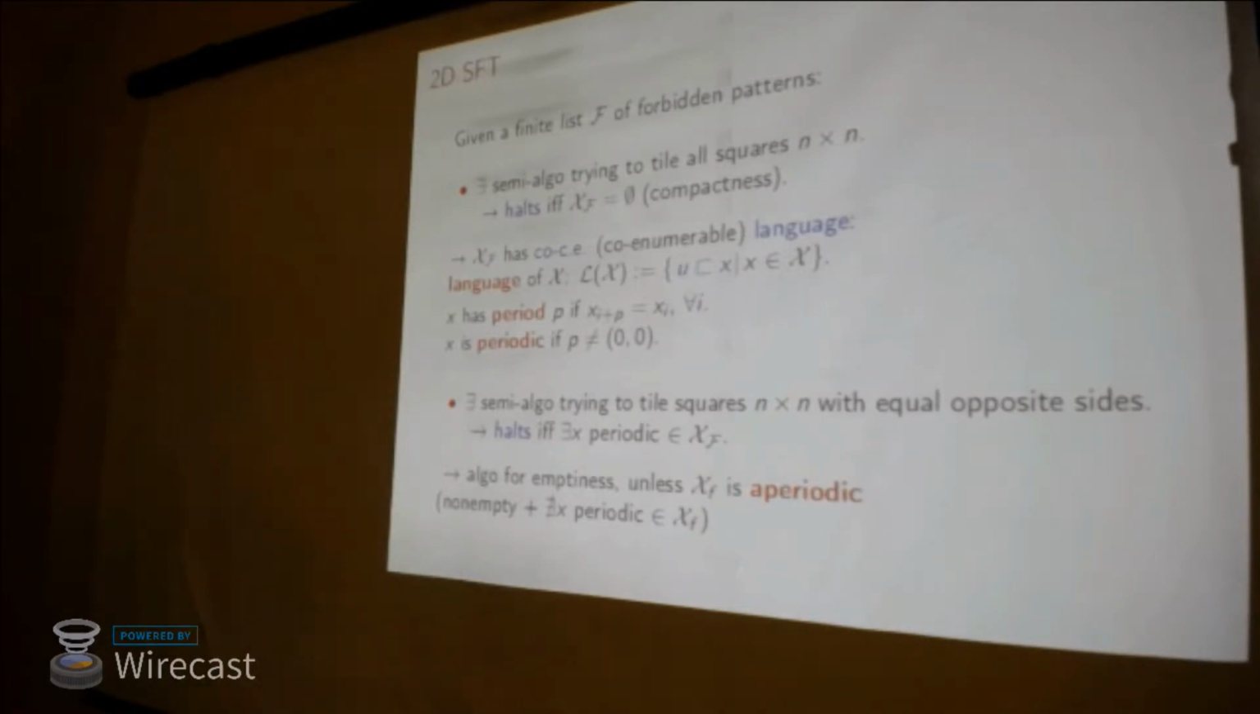And one of them will halt if the subshift is empty, or if it contains a periodic configuration. So the only case where it doesn't help is if the subshift is non-empty and has no periodic configurations, which we call aperiodic. And this didn't happen in one dimension, so in one dimension, or in many classes of subshifts, we are very happy with these two semi-algorithms. But now we will see that it's more complicated in the setting of two-dimensional SFTs.